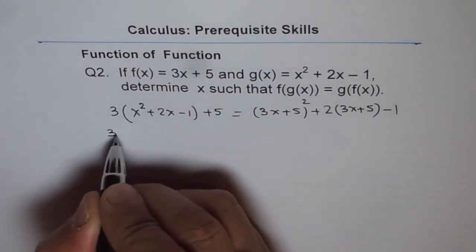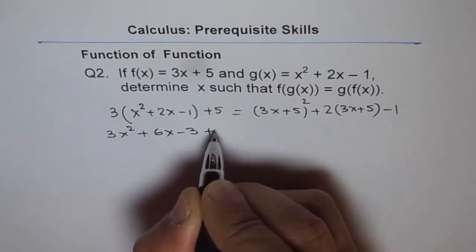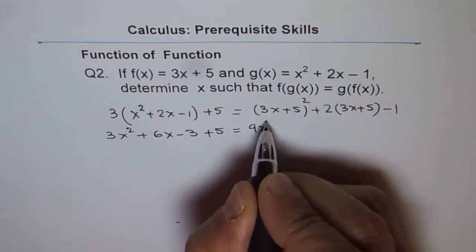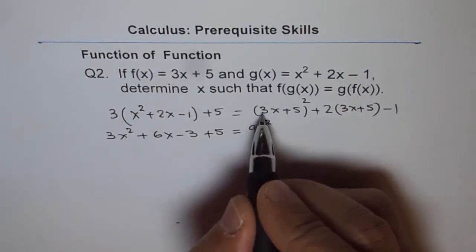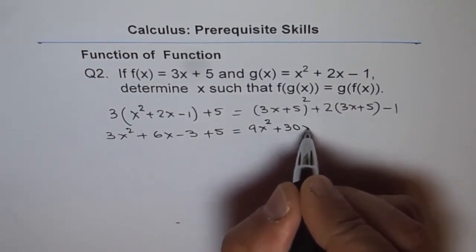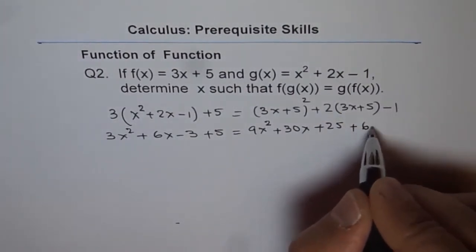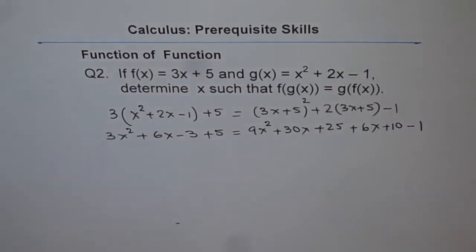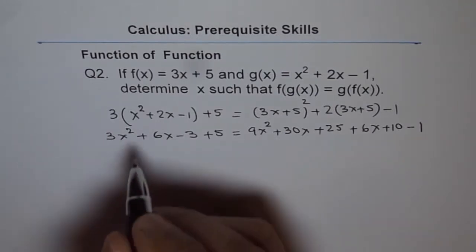So we get 3x squared plus 6x minus 3 plus 5 equals, let's square it, 9x squared plus 2 times ab. 2 times 5 is 10, and times 3 is 30, so plus 30x plus 25, plus 2 times this, 6x plus 10 minus 1. This is what we get. Now let's bring all the terms together. We can always combine some terms first and then bring them together. So we'll write this like this.